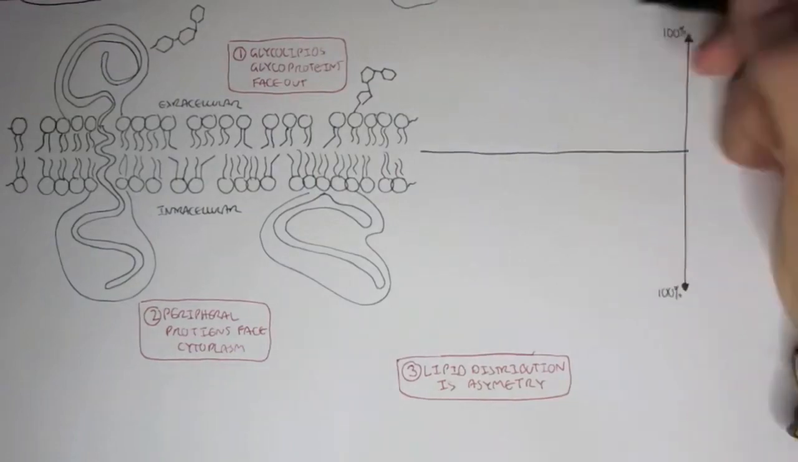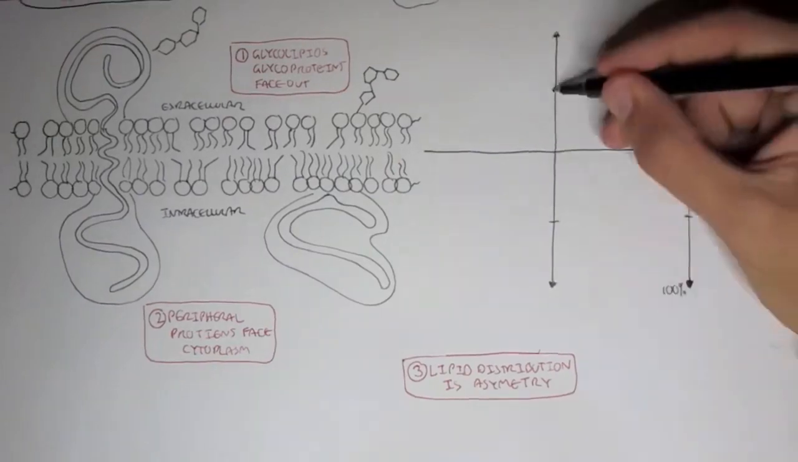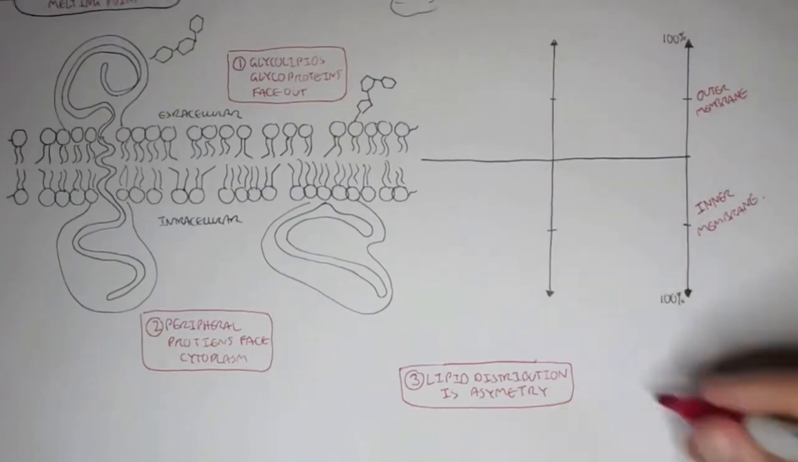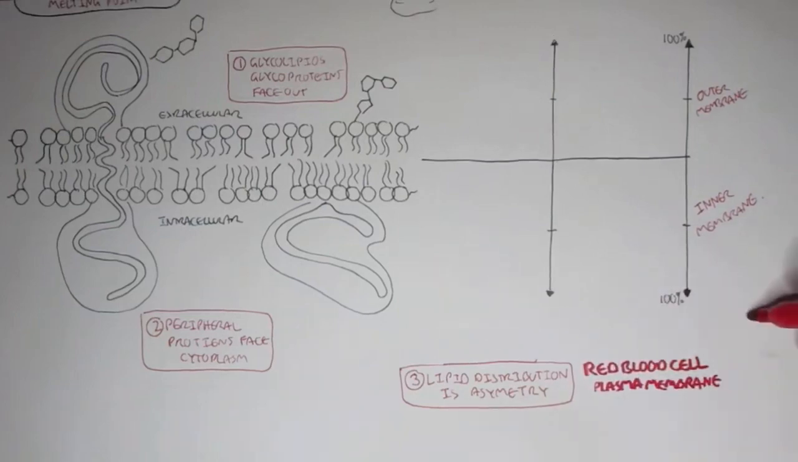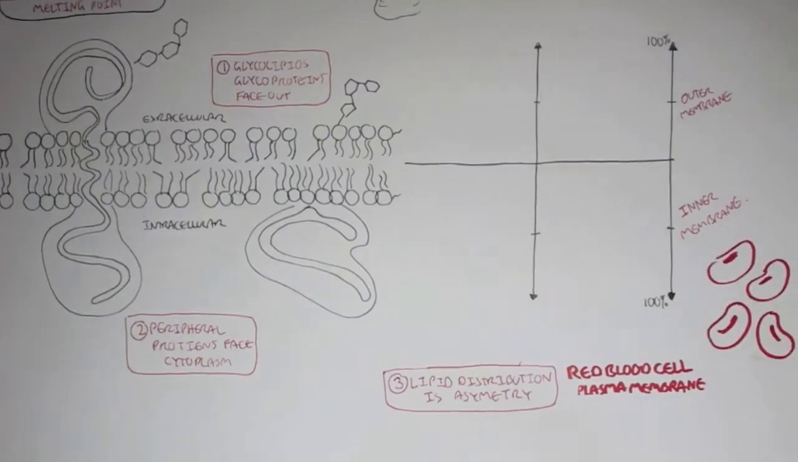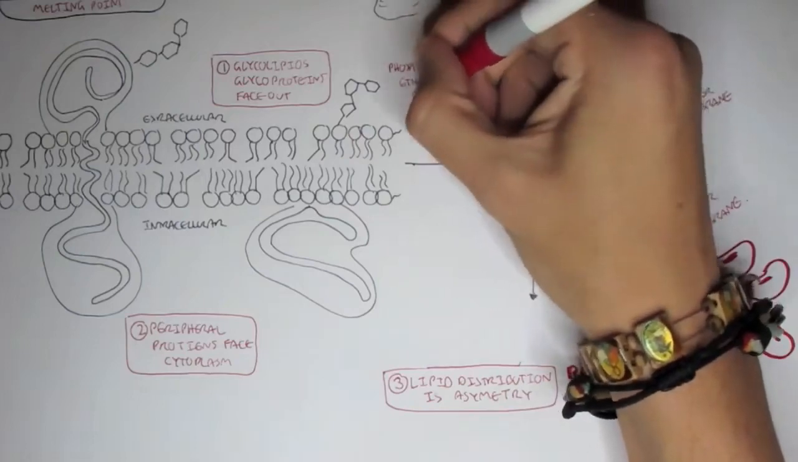So to portray this example, I'll draw a graph here. We have a scale with 100% on the top, which composes the outer membrane, and 100% to the bottom, which composes the inner membrane. So, for example, this is a red blood cell plasma membrane. Let's look at the different components in it, like the phosphoglycerides, and how much of each is in the outer membrane and the inner membrane.